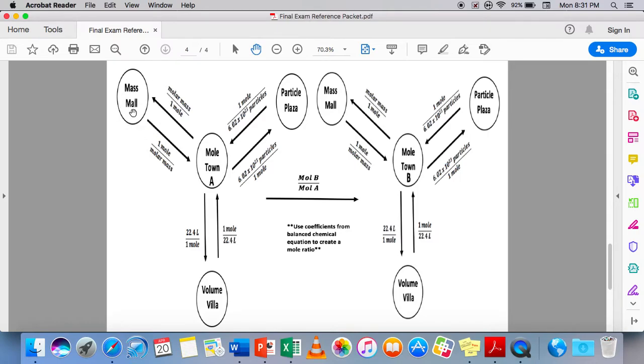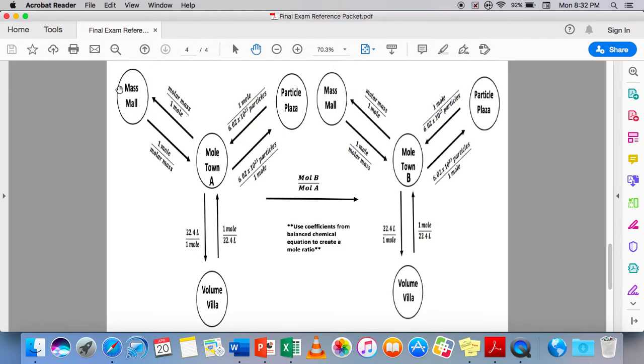As an overview, we can start in mass mole A. We follow the arrow to get to mole town A. Once we are in one mole town, we can get to the other mole town through this mole ratio bridge in the middle. And then once I'm in mole town B, I can follow this arrow and get to my other mass mole. Okay, so let me repeat that.